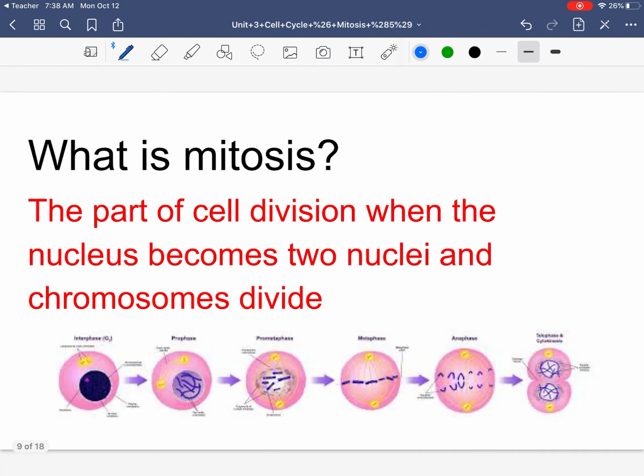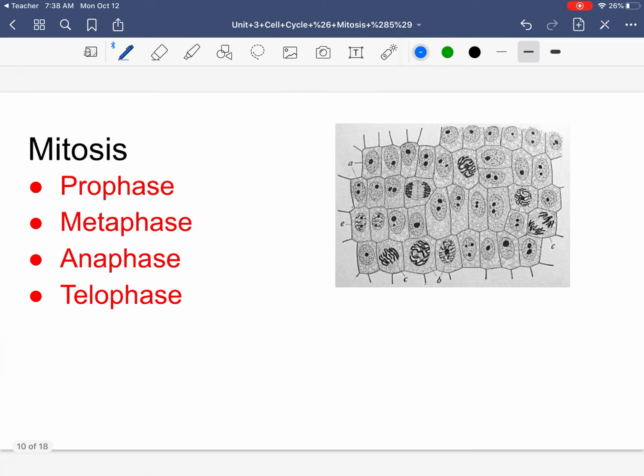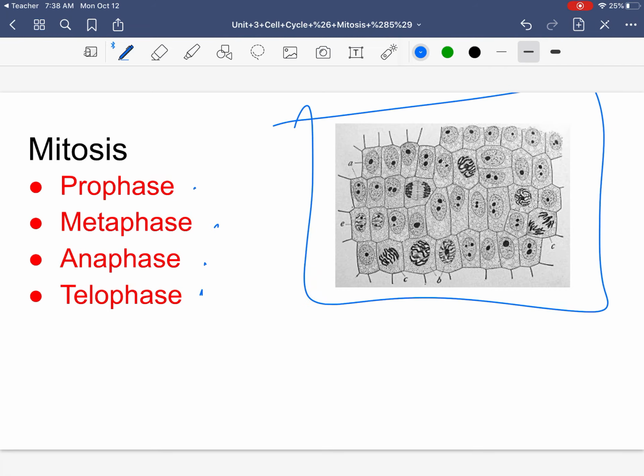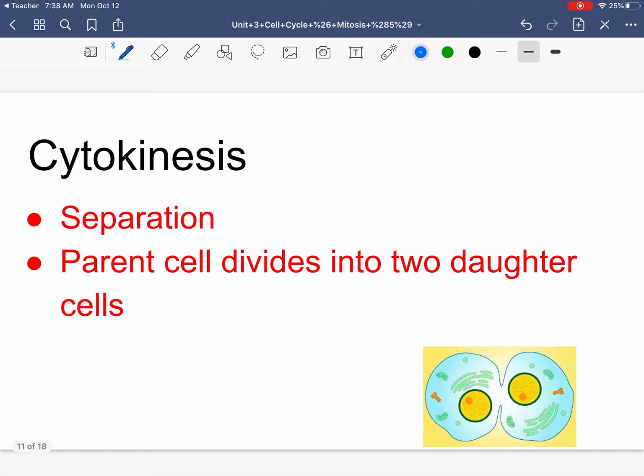Okay, so what is mitosis? Mitosis is basically when the nucleus is going to divide into 2. So you'll start with 1 over here. It's going to go through all these phases, and you're going to end up with 2 separate nuclei, okay, in the same cell. So mitosis is broken up into 4 phases. You have prophase, metaphase, anaphase, and telophase. And this is a photo of the cell at different phases. Cytokinesis, not part of mitosis.